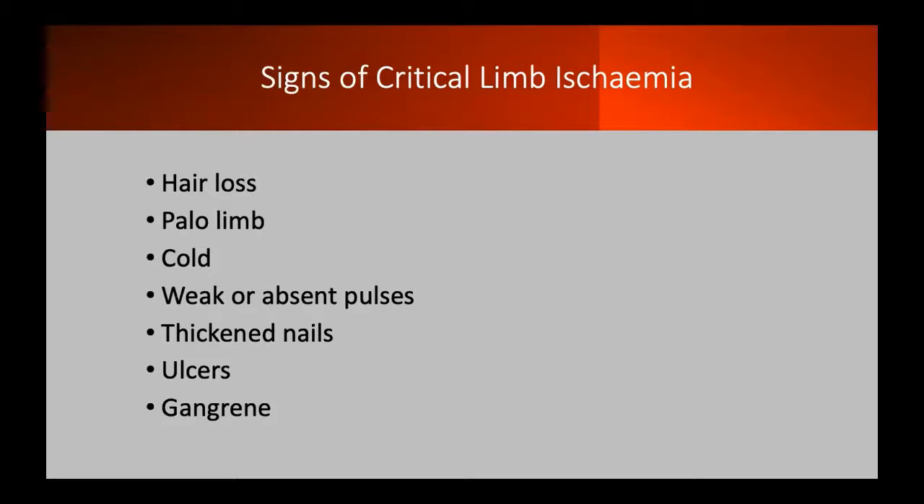So what are the signs that make you suspicious of critical limb ischemia? You get hair loss, pale limbs, cold limbs, weak or absent pulses, thickened nails, or ulcers and gangrene.